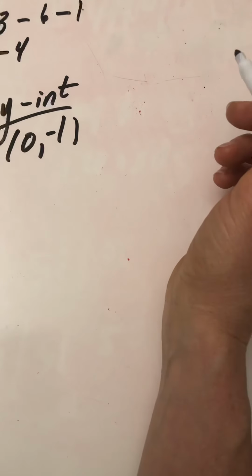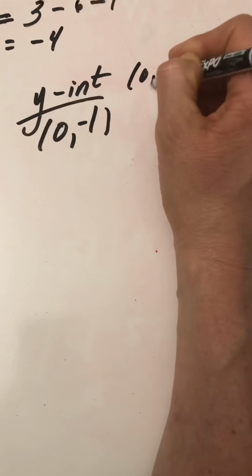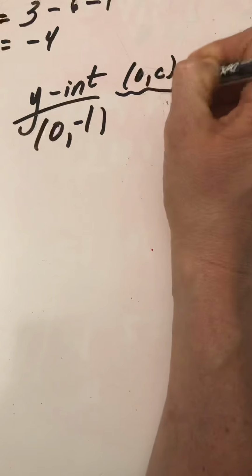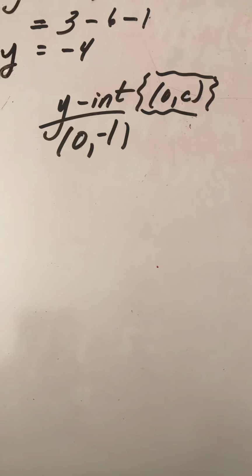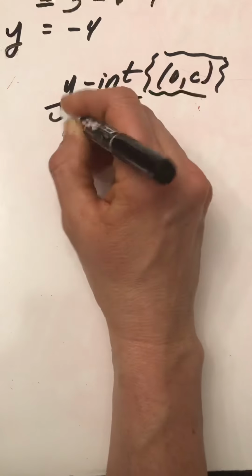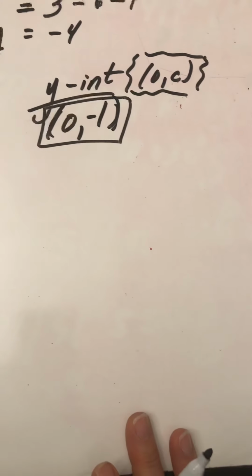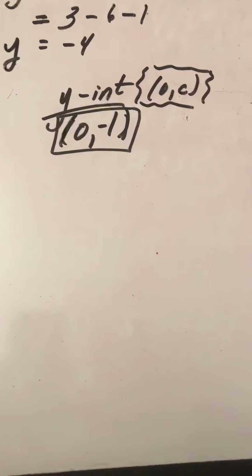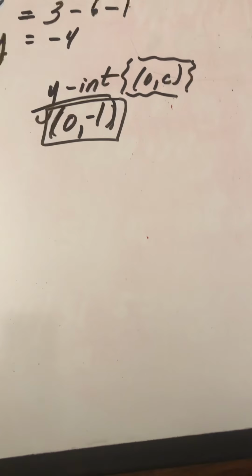So your y-intercept is always sitting at 0, c. It's always there because anything with an x in it is going to just disappear. There's my y-intercept. Okay, and then the last step, the fourth step, says to find 2 more points.